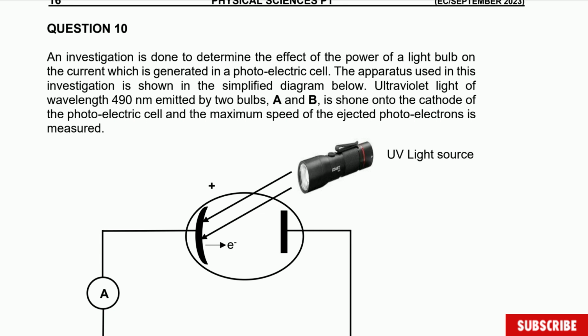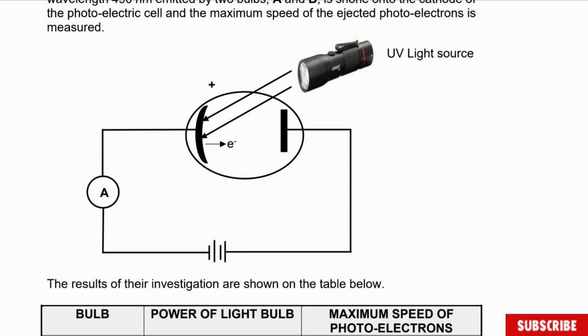Ultraviolet light of wavelengths 490 nanometers emitted by two bulbs A and B is shone onto a cathode of the photoelectric cell, and the maximum speed of the ejected photoelectrons is measured. And here you have the apparatus of what happened. Light of certain wavelengths is incident on this metal, and electrons are going to be released, and as a result of that, an electric current will flow in the circuit.